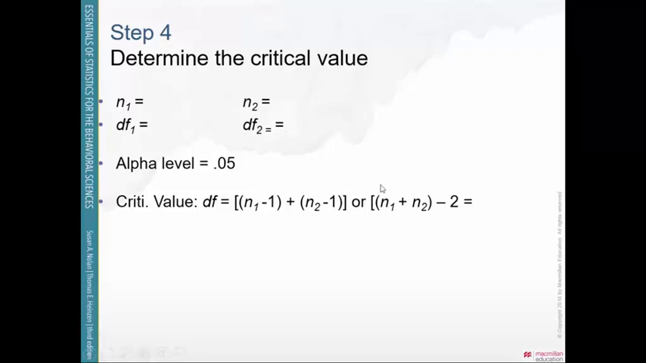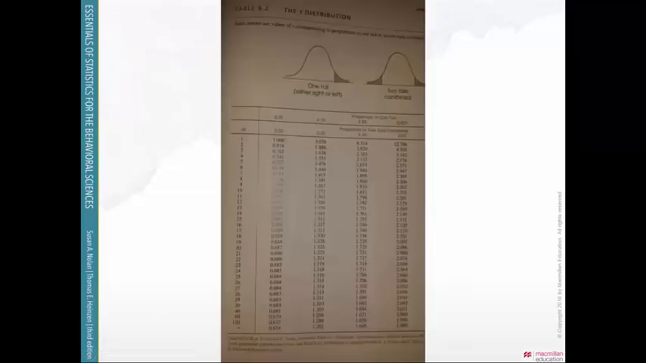Or you can take your total number of participants in both your groups, so we had 20 participants in total, minus 2, which also gives you 18. So there are two ways to get degrees of freedom. You either do degrees of freedom for group 1 plus degrees of freedom for group 2, or total number of participants minus 2. In this case, either way, you're going to get degrees of freedom of 18.